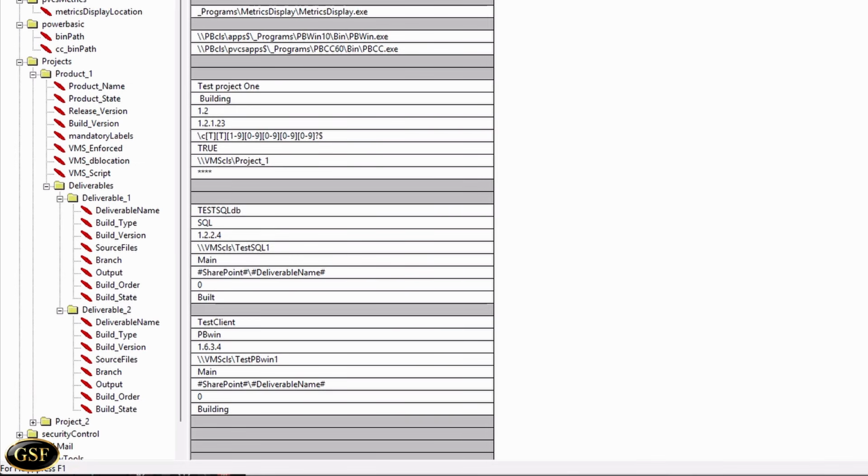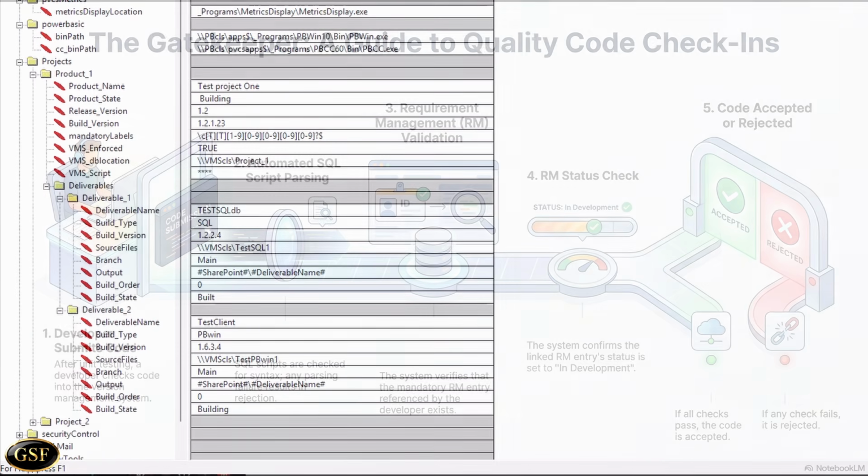What is the state of the deliverable? Is it unbuilt, currently building, built, or having failed a build? What is the state of the project or product as a whole? Is it unbuilt, building, built, failed, passed to testing, tested, or failed testing?